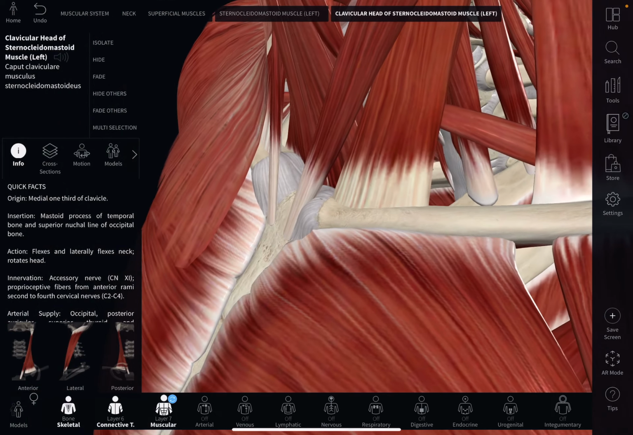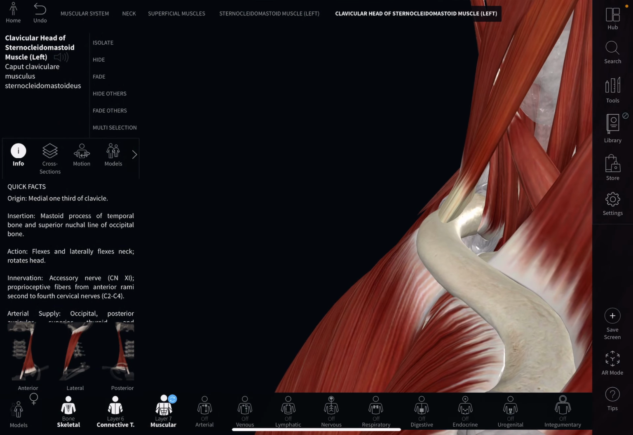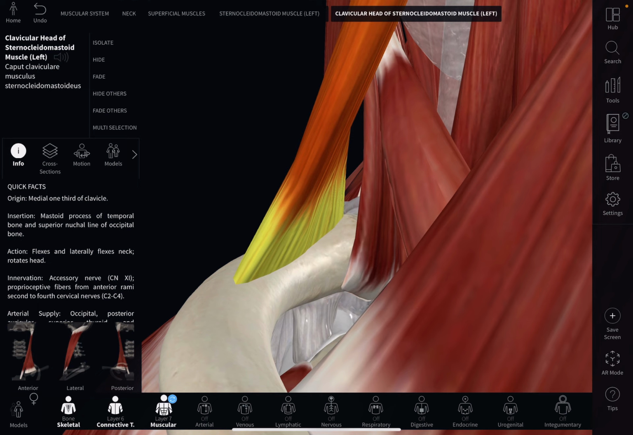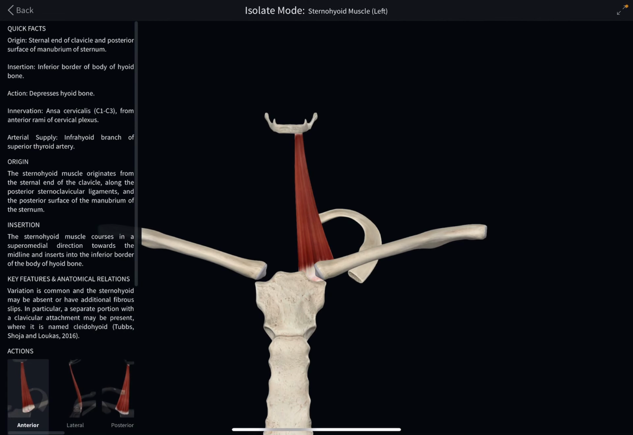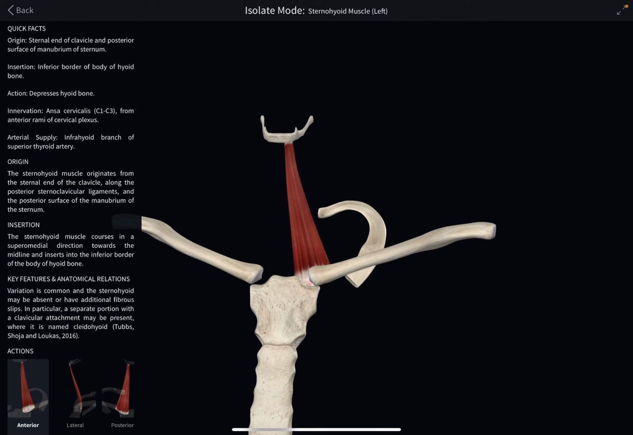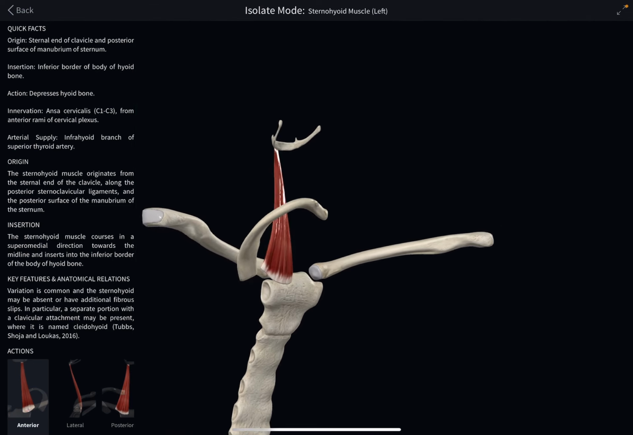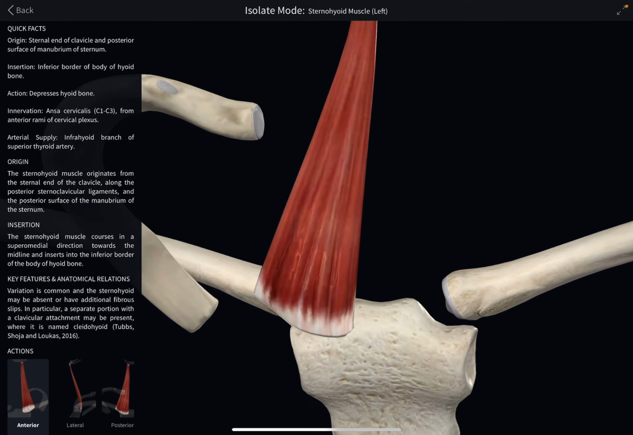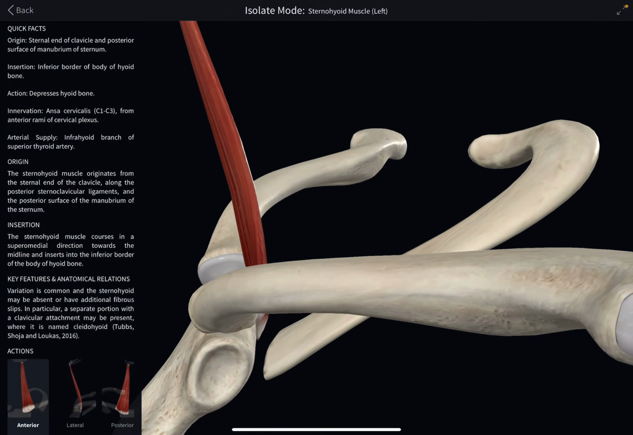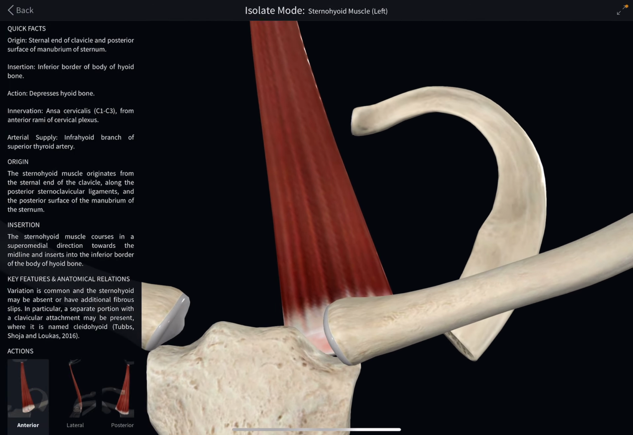Now when you look at the posterior surface of the medial two-third, we see a muscle here. This is the sternohyoid muscle. This actually takes origin from the posterior surface of the manubrium of the sternum, but a few fibers take their origins from the posterior surface of the medial end of the clavicle. So from the anterior surface we have the pectoralis major, superior surface we have the sternocleidomastoid, and posterior surface we have few fibers of sternohyoid muscle.